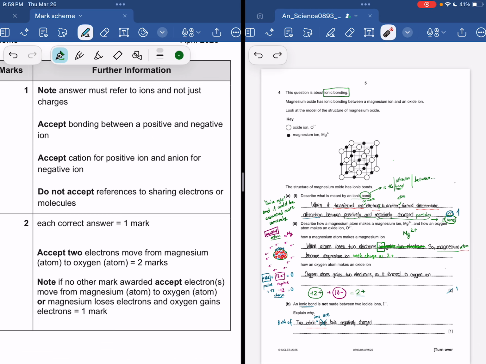They also mention in here a note: if no other marks are awarded, credit electron moves from magnesium to oxygen atom, and losing electrons and oxygen gaining electrons. So as long as you mention something to do with electron transfer between the magnesium and oxygen, you will get the point. That's the key.